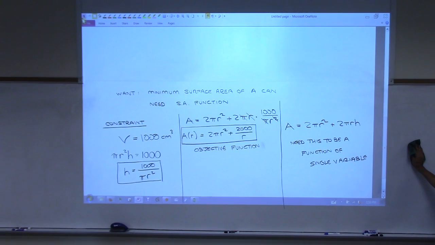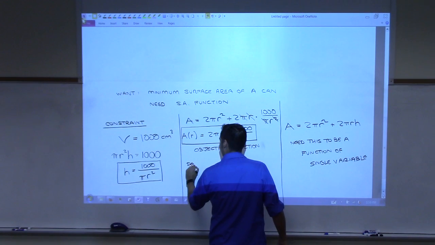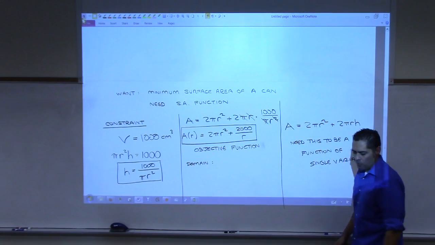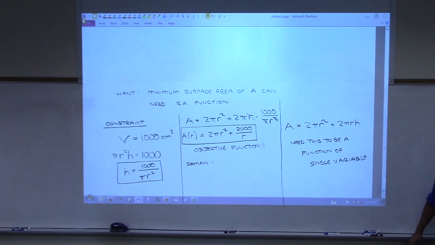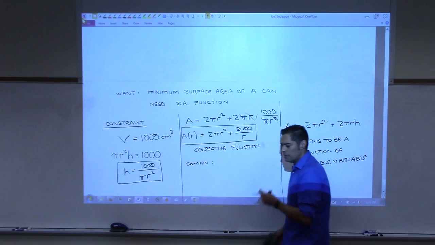All right, so what comes after you have the objective function? What's the next? Domain, right? And what is it that we're going to look at to figure out domain? We're looking at R, right? What's the restriction on R? Can't be 0. Why can't it be 0? Because it'd be division by 0.